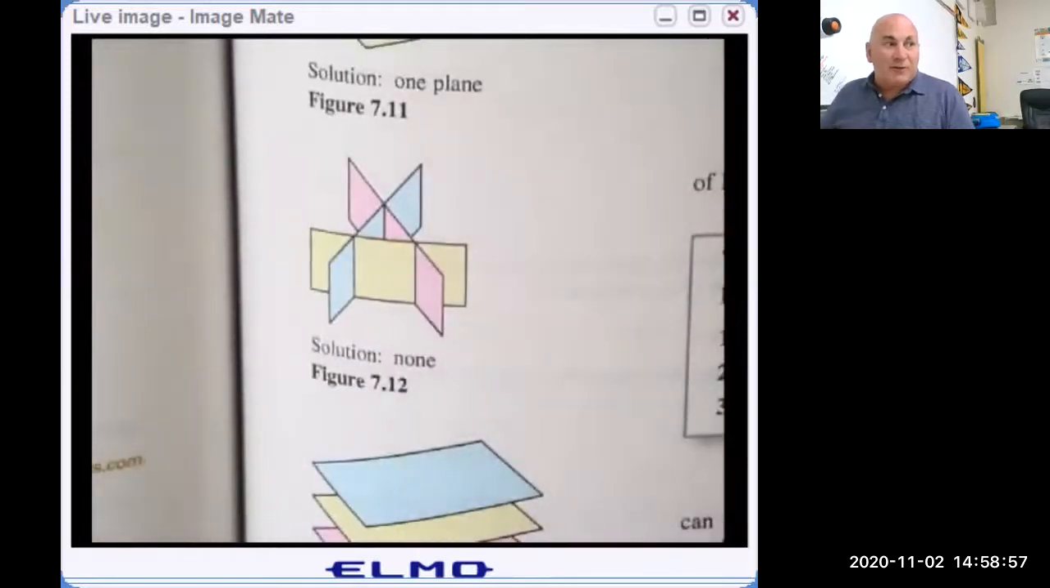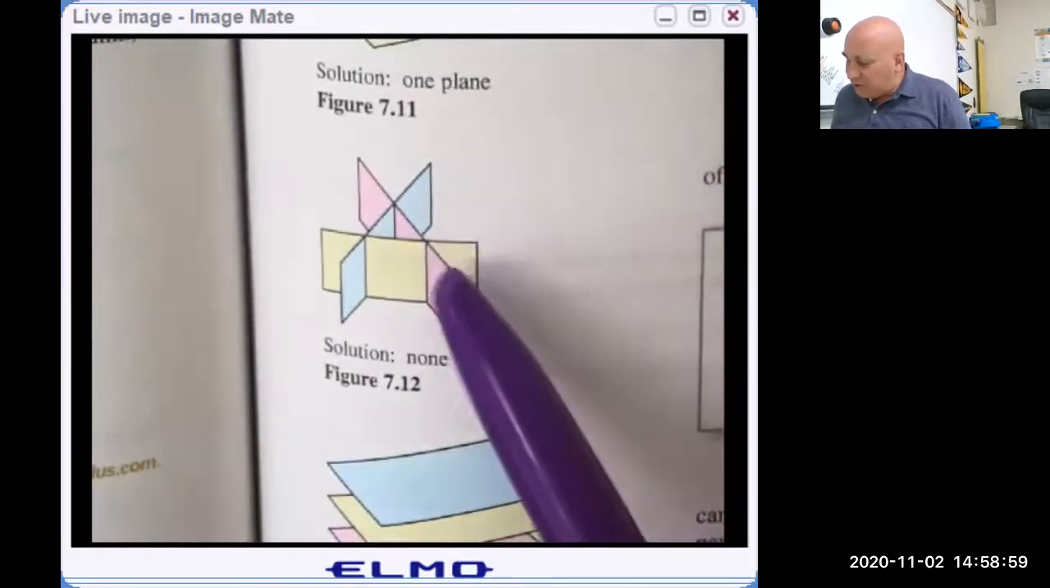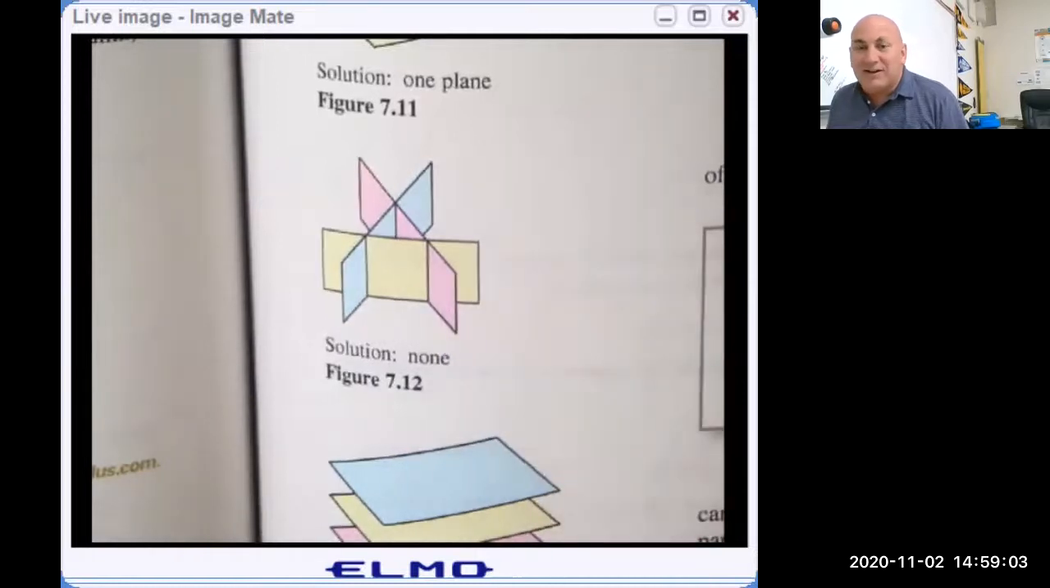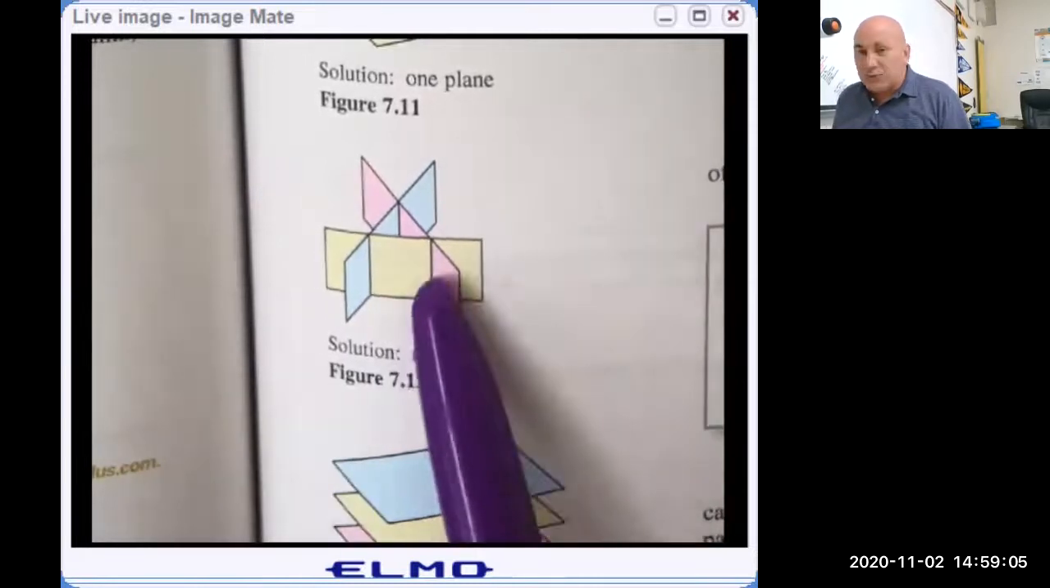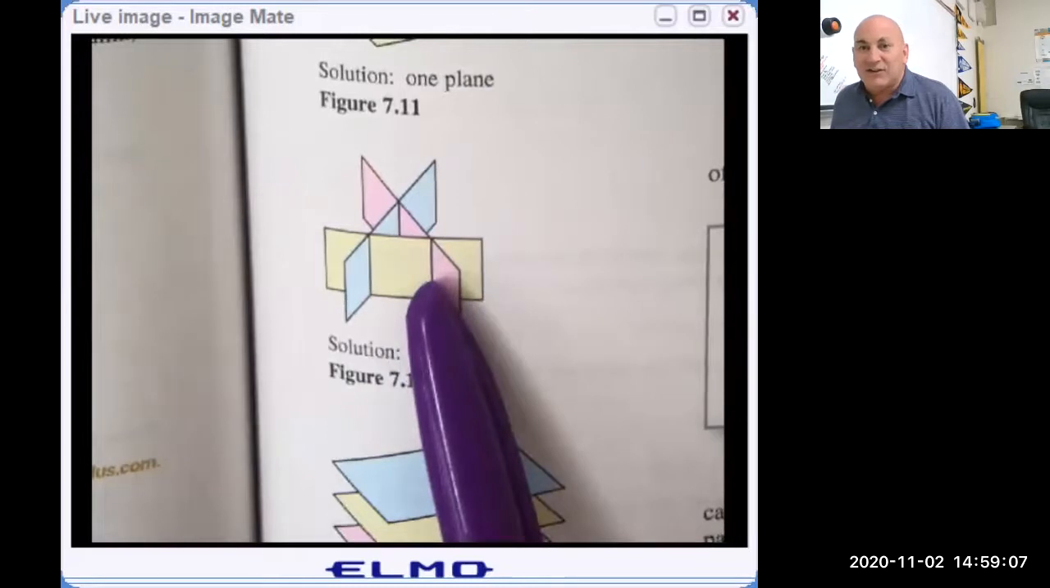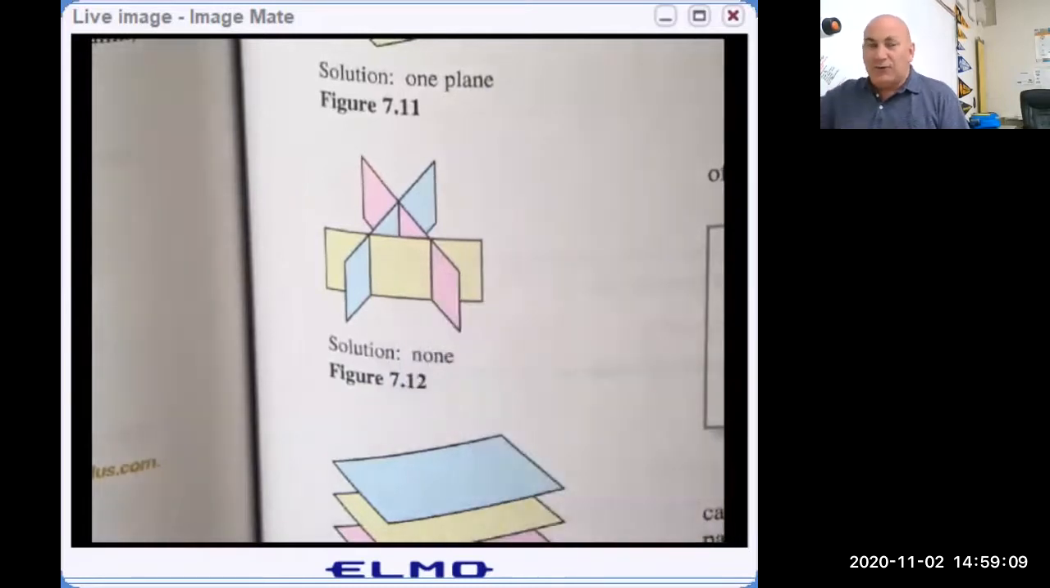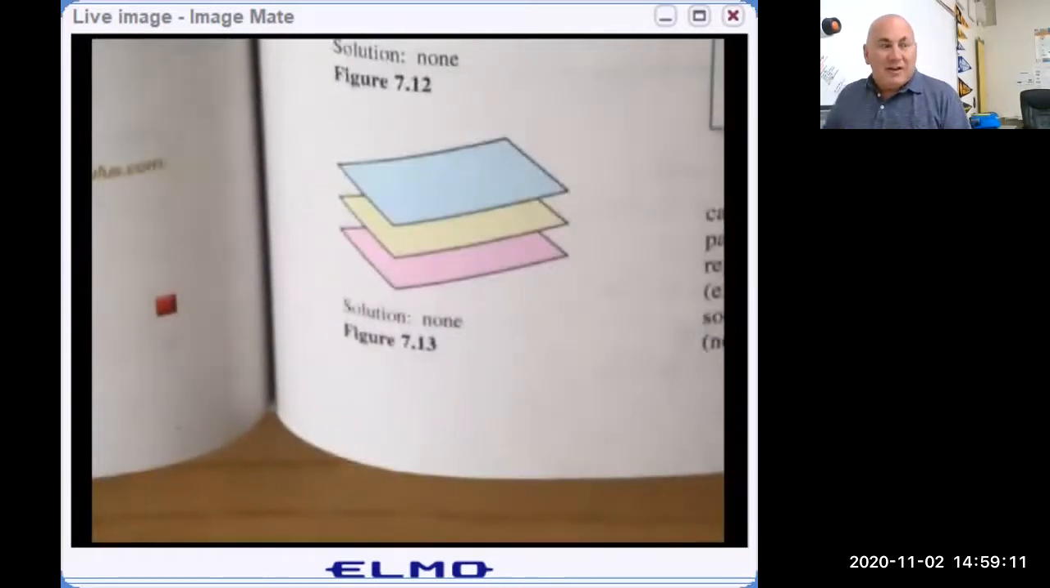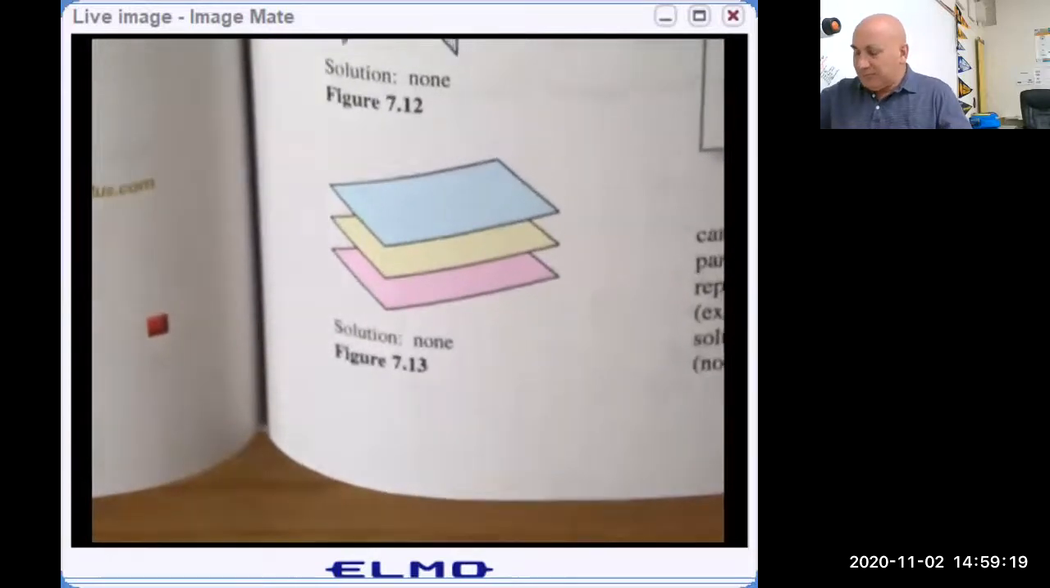Here it's possible for your 3 planes that there's nowhere where all 3 planes meet at the same point. So this would be an inconsistent system. There's no solution. And here we have 3 parallel planes, they're not going to meet. So again, that's inconsistent.